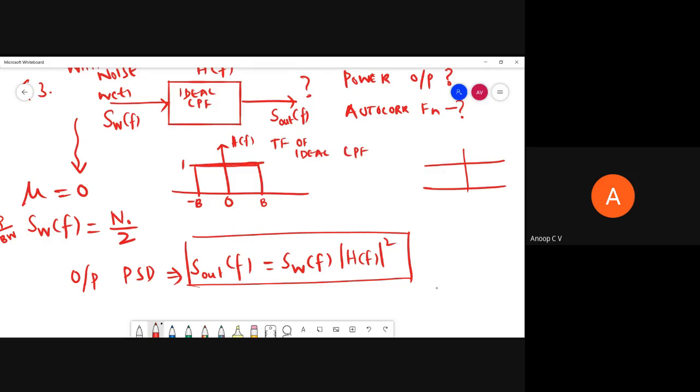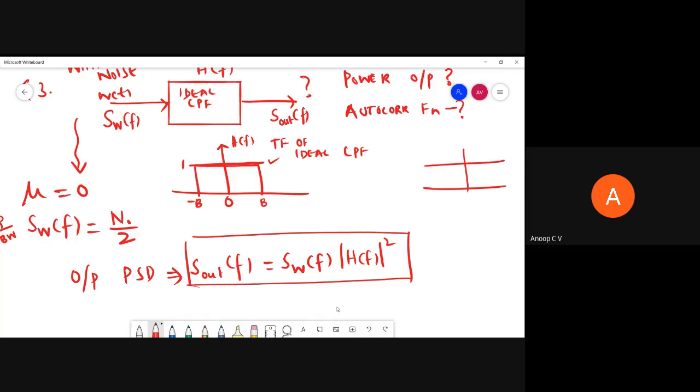So the input power spectral density and output power spectral density are related as S out of f is equal to mod of H of f squared times S_W of f. Why? Because H of f is the voltage gain. So when we need the power gain, we need to transform it by squaring it, even if it is voltage, right? Or magnitude, we have to square. So that's why it's like this.